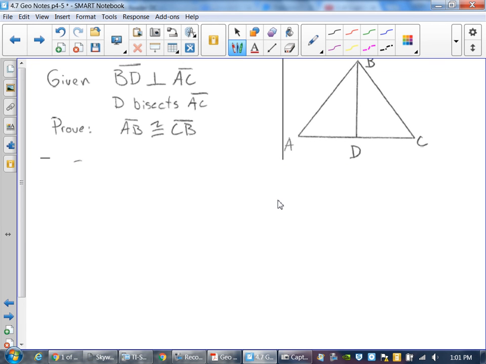Perpendicular, a segment bisector, and then we're going to show that segments are congruent. Remember, when you have perpendicular, there are multiple steps on your progression sheet that tell you what to do specifically. And you follow those steps. That's it.